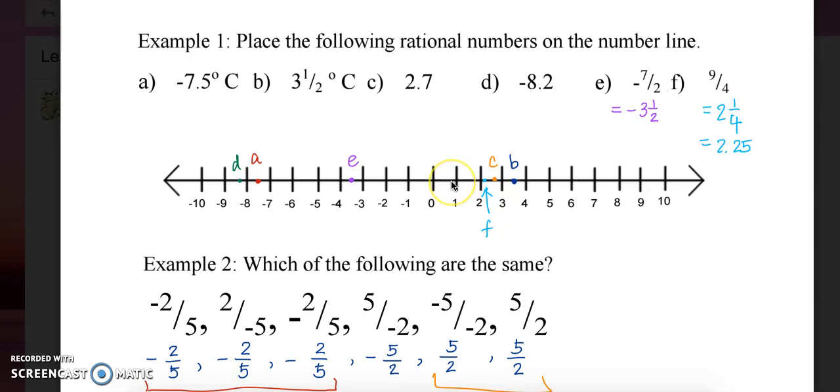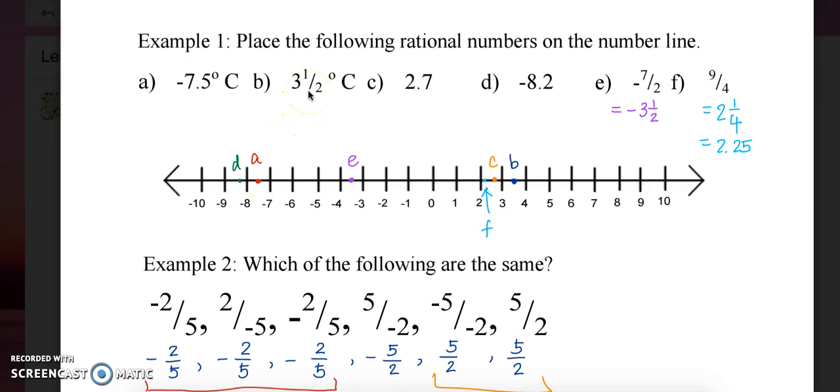Okay, or the decimal. So the first number is negative 7.5 degrees Celsius. So from 0, you're going to go to the left because it's negative. And 7.5 is right between negative 7 and negative 8. Here we go.